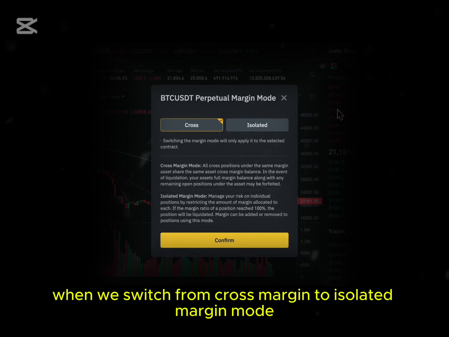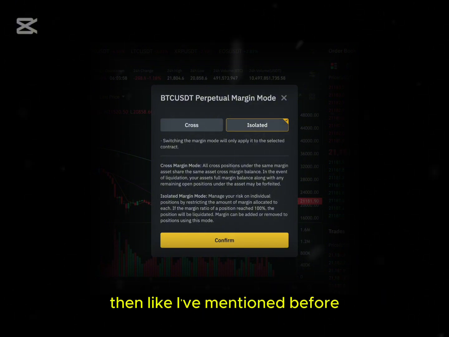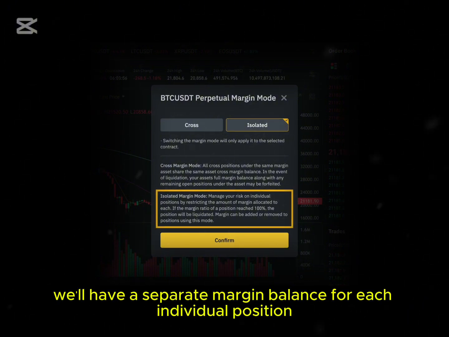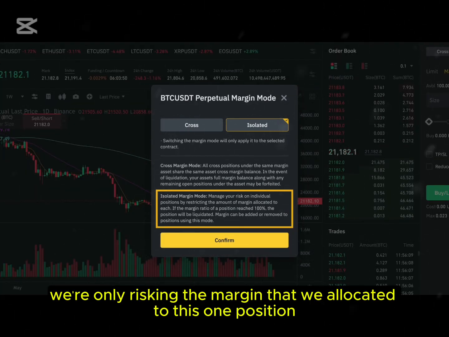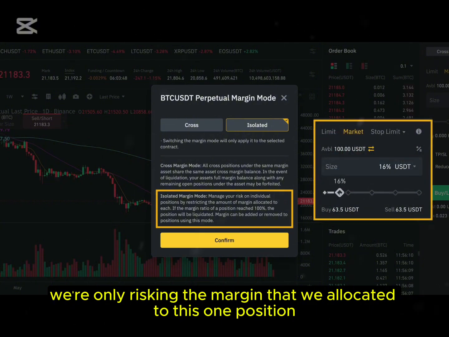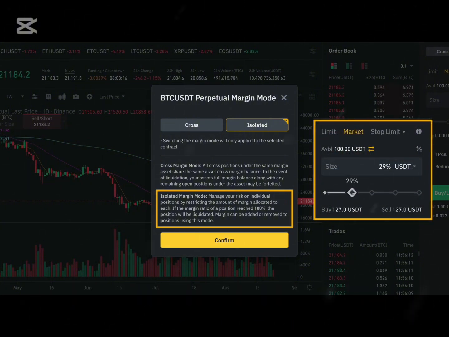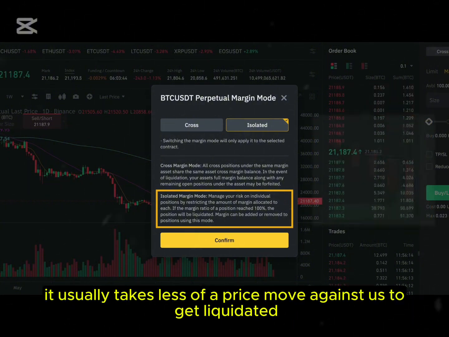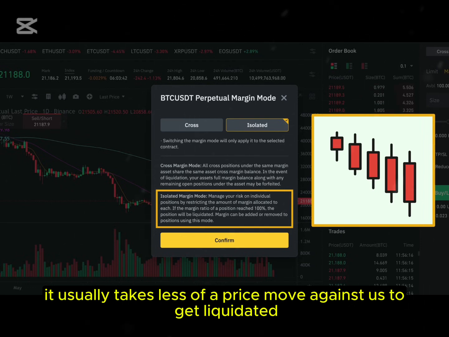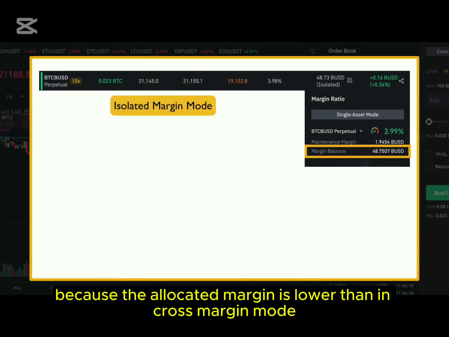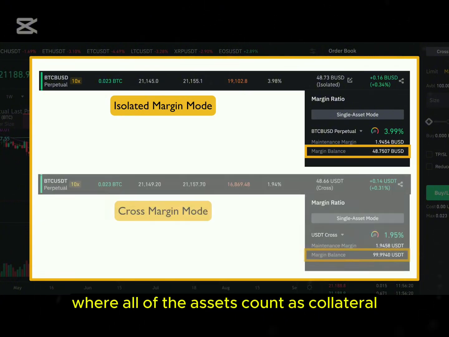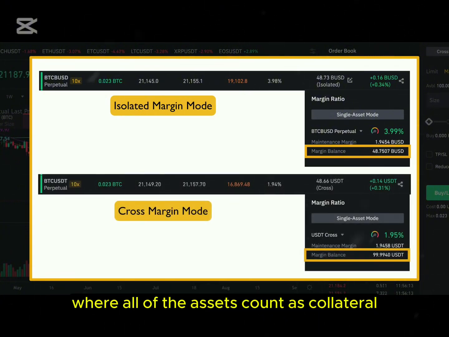When we switch from cross margin to isolated margin mode, then, like I've mentioned before, we'll have a separate margin balance for each individual position. So with each position in isolated margin mode, we're only risking the margin that we allocated to this one position. However, in that case, it usually takes less of a price move against us to get liquidated, because the allocated margin is lower than in cross margin mode, where all of the assets count as collateral.